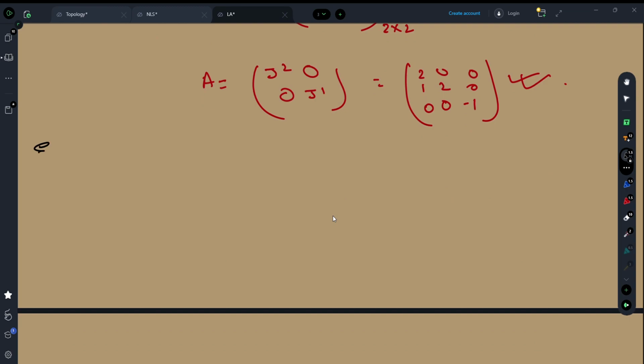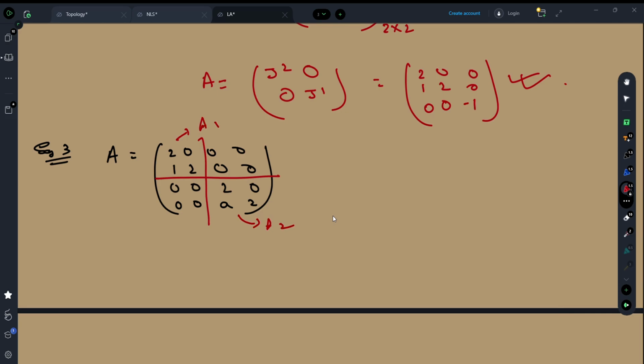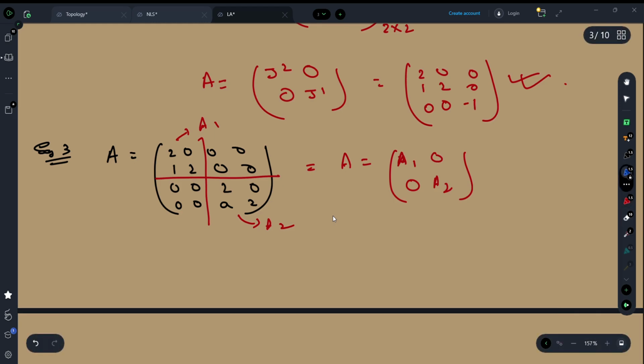Okay. The next example is also very important. It will show us the fact that even if the characteristic and minimal polynomial of two matrices are the same, they need not be similar. Example 3. We choose the matrix A to be 2, 0, 0, 0, 1, 2, 0, 0, 0, 0, 2, 0, and 0, 0, A, 2. The first thing to observe is that A is a direct sum of two 2 cross 2 matrices. If I consider this to be A1 and this to be A2, then A is clearly a direct sum of A1 and A2.